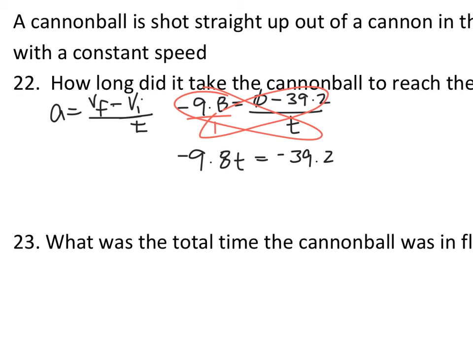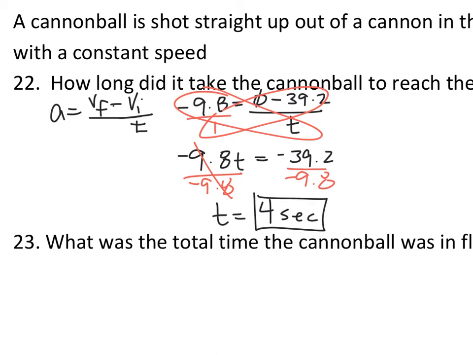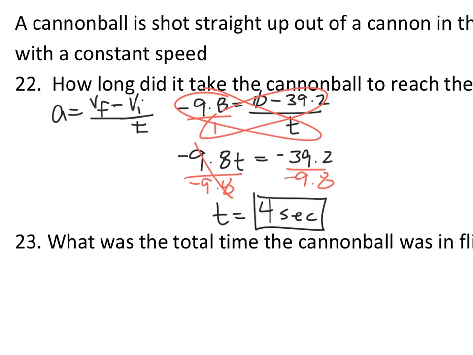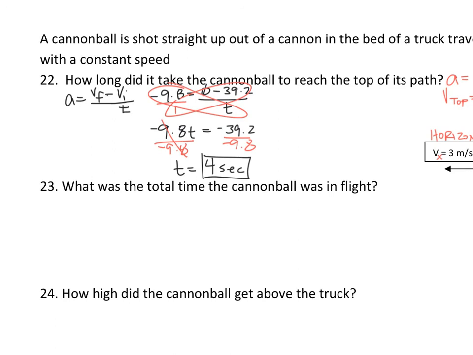Now I need to get t by itself on the left. So I'm going to do the opposite operation, and that's to divide by 9.8 on both sides. So these cancel, and I'm left with t all by itself. And a negative 39.2 divided by a negative 9.8 gives me a time of 4 seconds. So it takes 4 seconds to reach the top. So we need to know that to answer the next question.